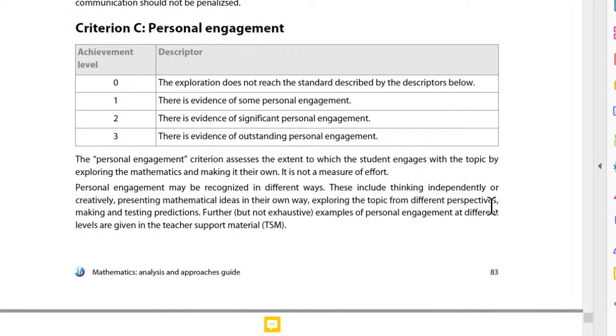They also need to model this. So there's definitely some problem solving, thinking independently, presenting mathematical ideas in their own way. That's very interesting. Exploring the topic from different perspectives. I think that's what they're trying to do with the rose petals, different perspectives. They can actually elevate this to a nearly flawless exploration.